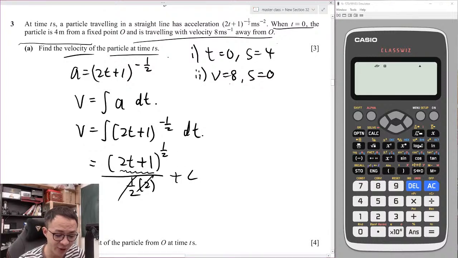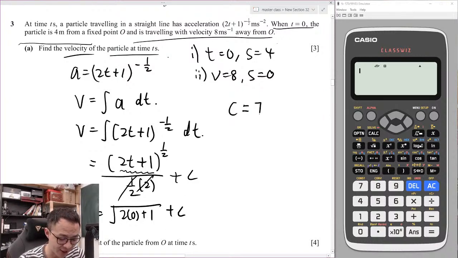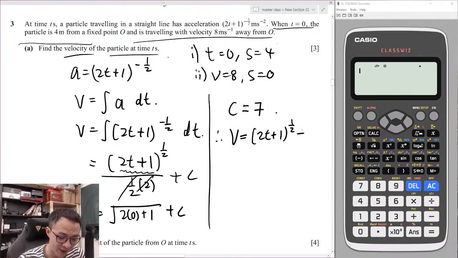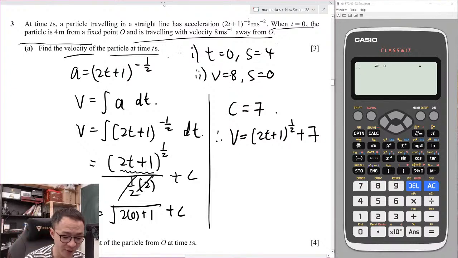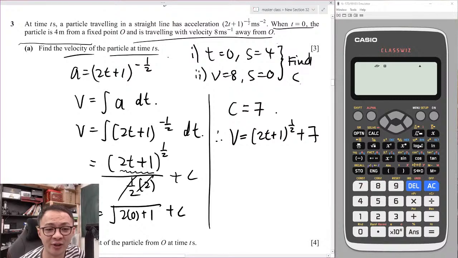So I have my v equals to the square root of 2t plus 1 plus c. My t is equals to 0, right? So 2 times 0 plus 1, plus c. This is square root of 1, which is 1. So my c is equals to 7. Therefore, my equation of v will be (2t plus 1) power of half plus 7. Okay, so it's quite simple. The purpose of all this information is to help you to find the c value when you do the integration.